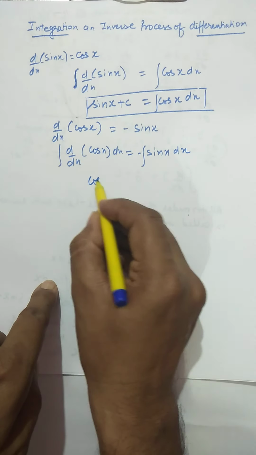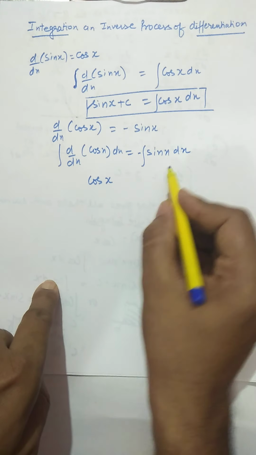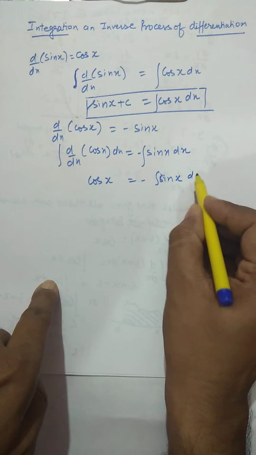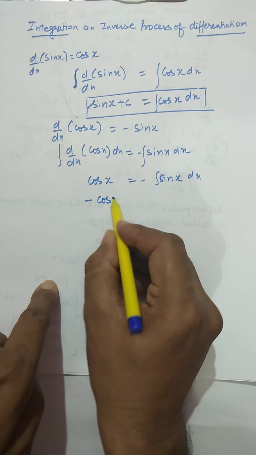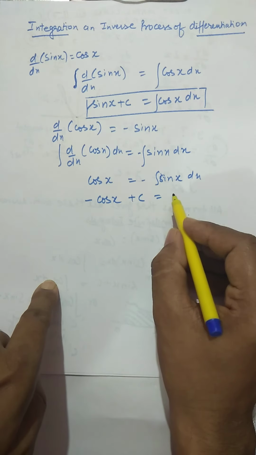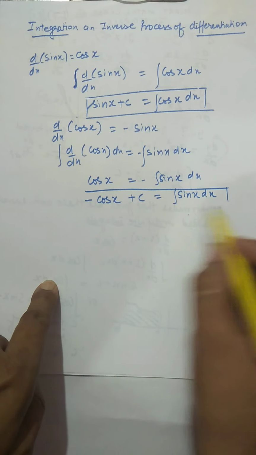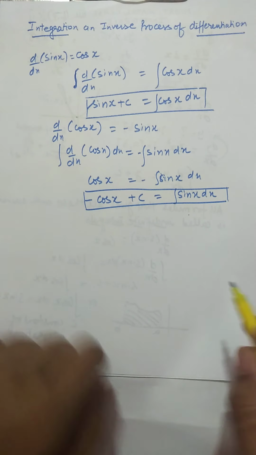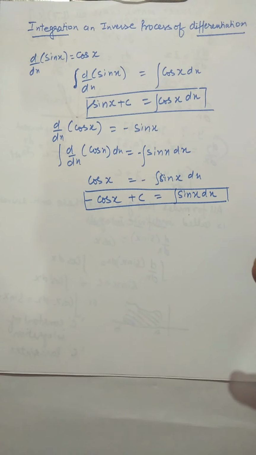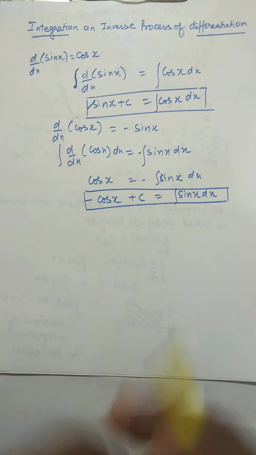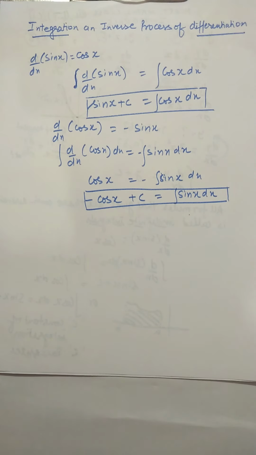So this is going to be cos x, and this is minus sin x dx. This sign you can write here and write c also as a constant. So this is another formula. All formulas are obtained from the inverse process of differentiation. So you can write that the antiderivative of sin x, or integration of sin x, is minus cos x plus c.